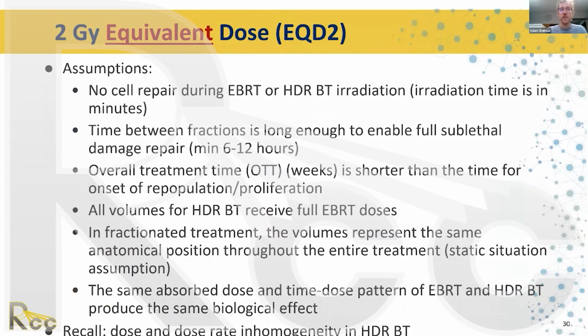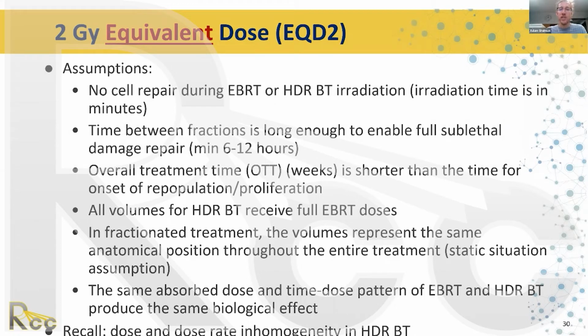So assumptions, again, remember we're assuming no cell repair during external beam or HDR, and the time between fractions is long enough to enable full sublethal damage repair, a minimum of 6 to 12 hours. The overall treatment time is shorter than the time for onset of repopulation proliferation.